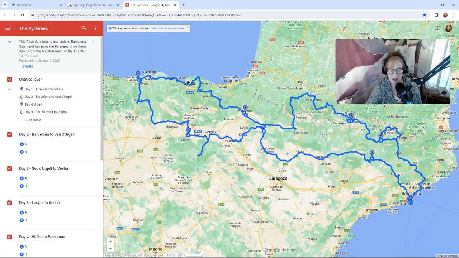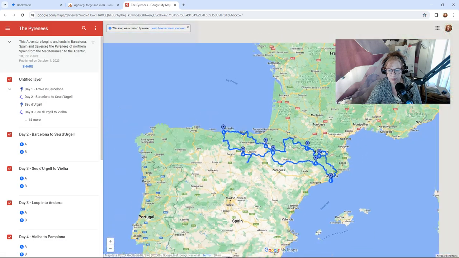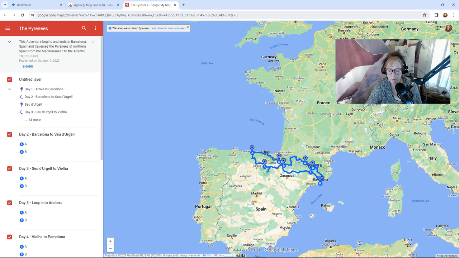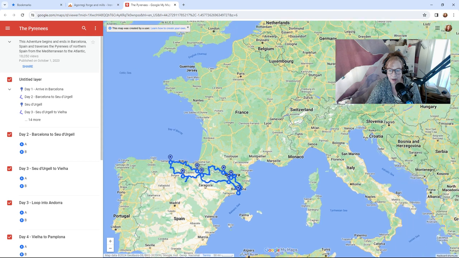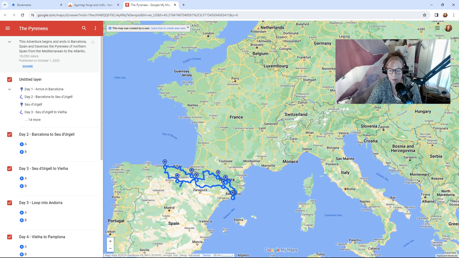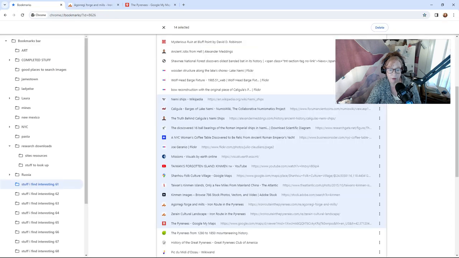This is the Iron Road in the Pyrenees. So the iron would have been made and then it probably would have been brought by ship this way. Or maybe that way. At any rate, that's where a lot of the iron came from. Okay.